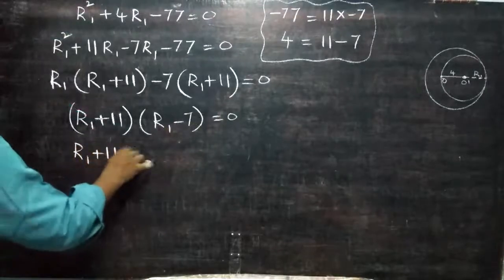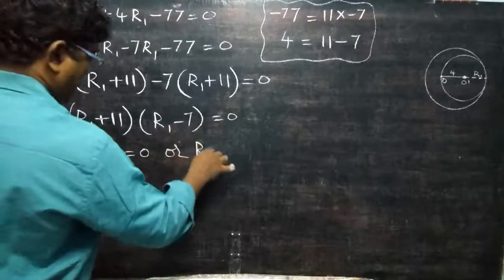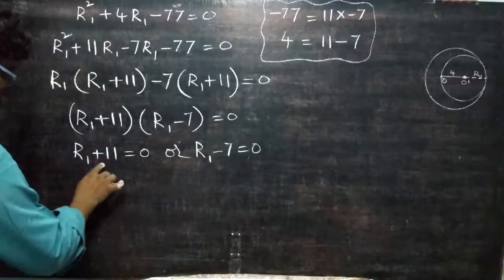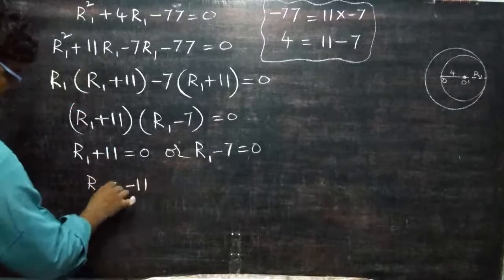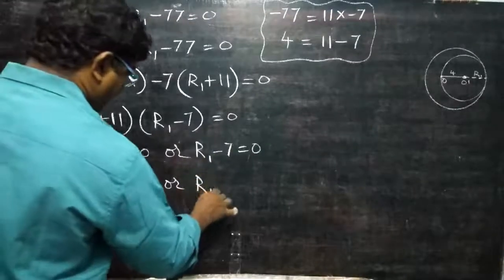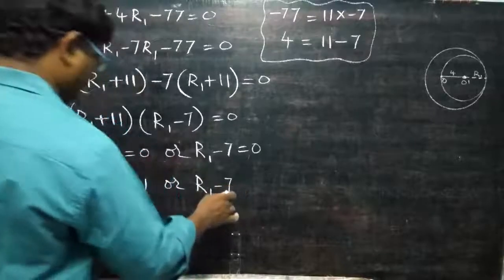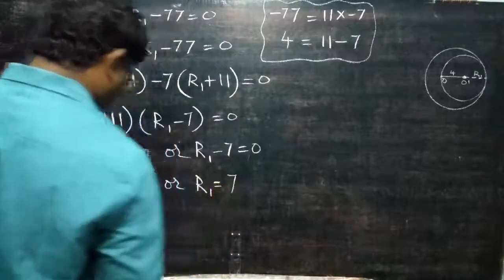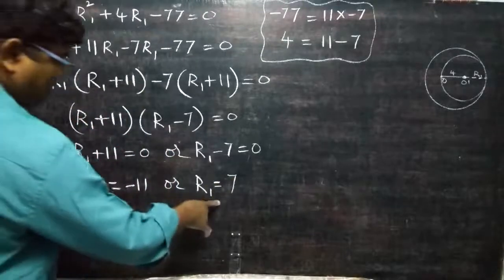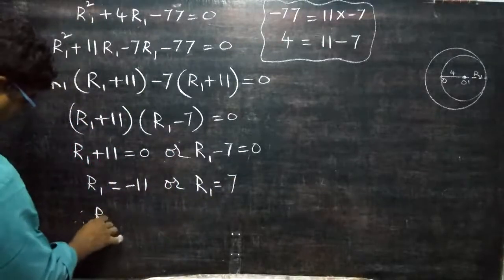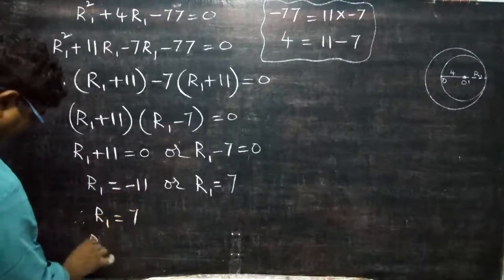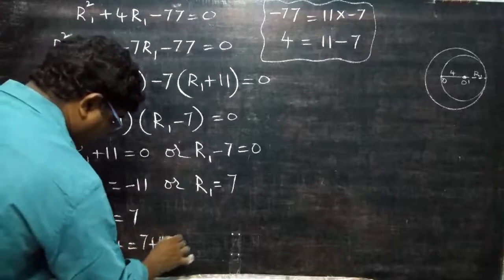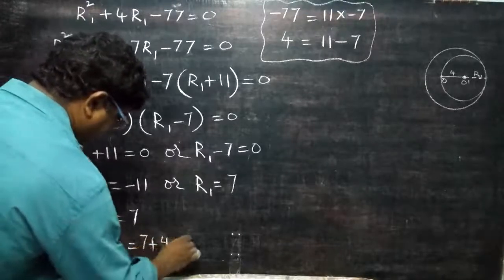R1 plus 11 is equal to 0, or R1 minus 7 is equal to 0. R1 is equal to minus 11, since plus 11 goes that side, or R1 is equal to plus 7, since minus 7 goes that side. We won't take negative, positive only. Therefore R1 is equal to 7. R1 plus 4 is equal to 7 plus 4, that is equal to 11.